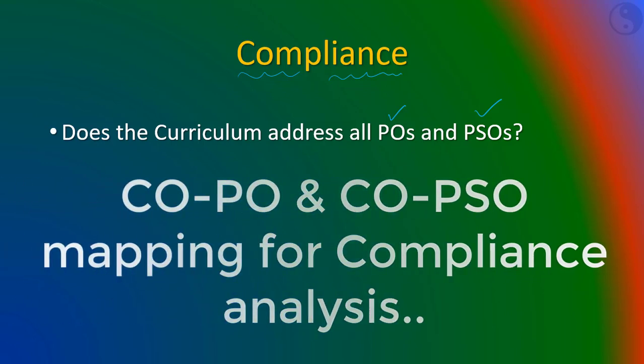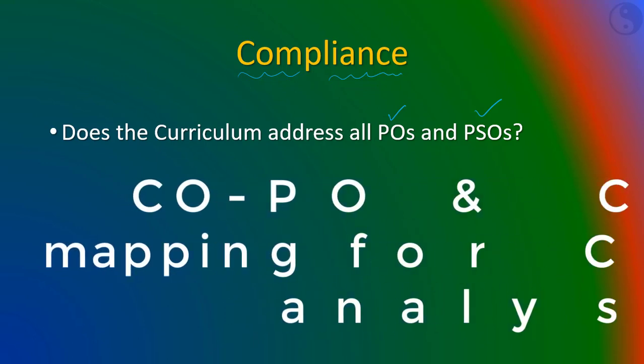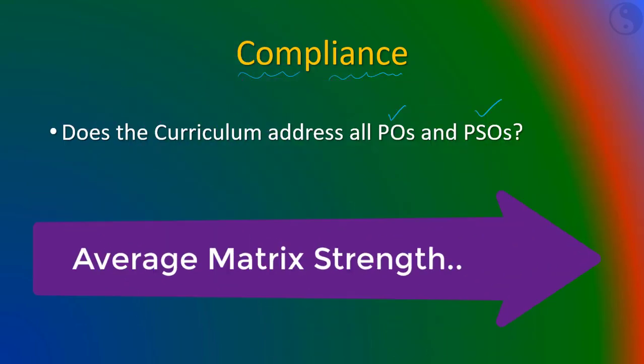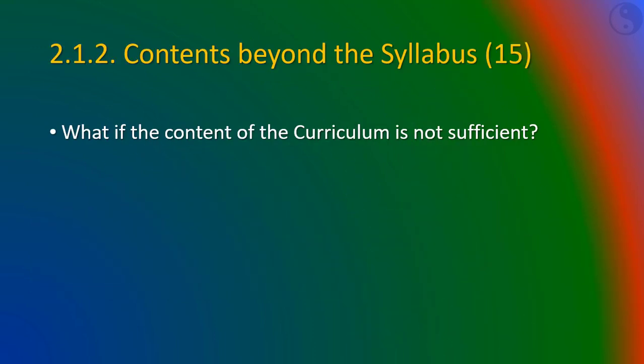The program articulation matrix is a good indicator of compliance. The average of the matrix table gives clearer ideas during the analysis. This exercise will be very helpful to identify the curriculum gap. And the exercise is the program articulation matrix and the average matrix strength. Now, content beyond the syllabus.